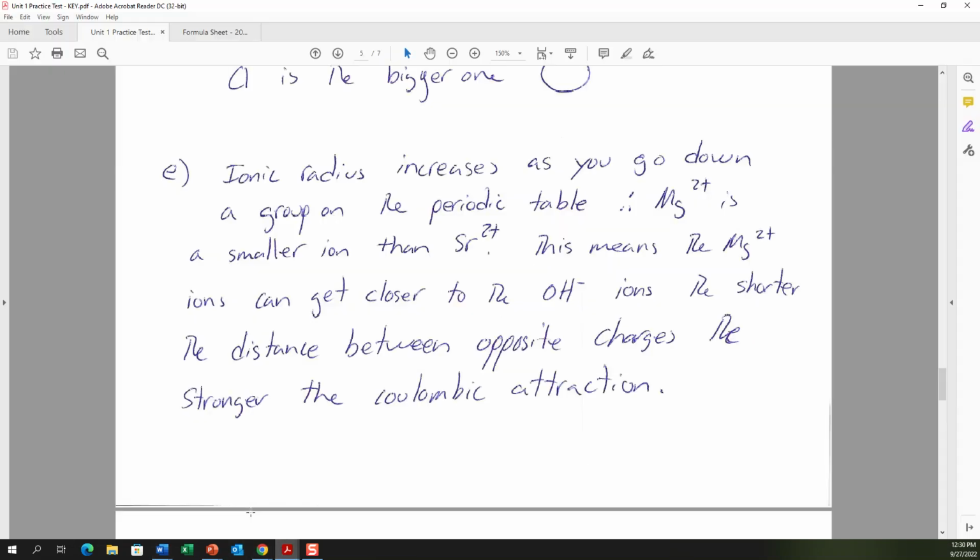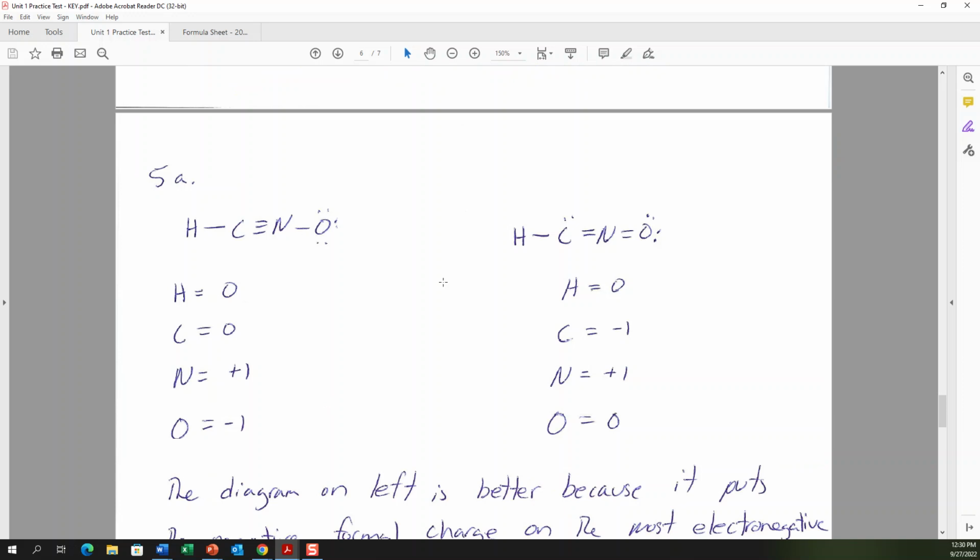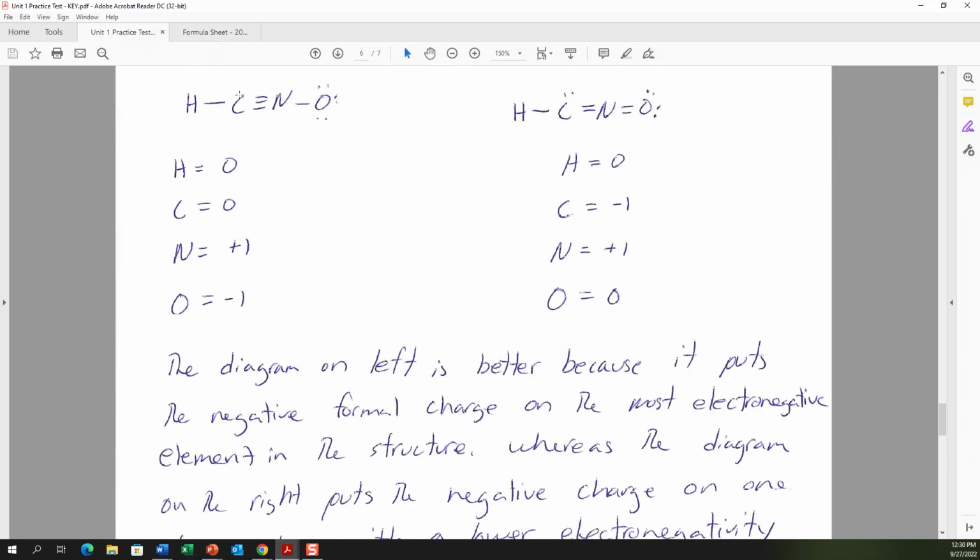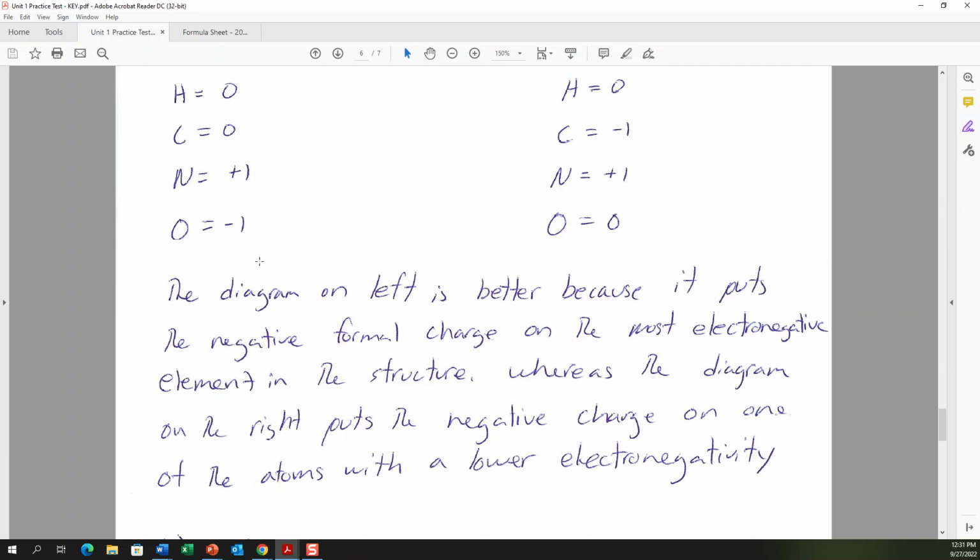So let's see the key. Here in the key, I've identified the formal charge on each element in this one and each one in this one. And remember, this one puts the negative formal charge on the more electronegative element, and that's what's kind of explained in the key there.